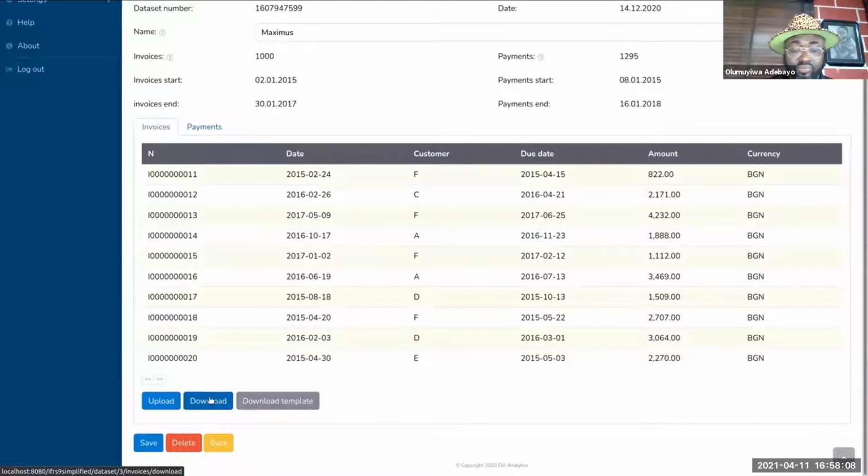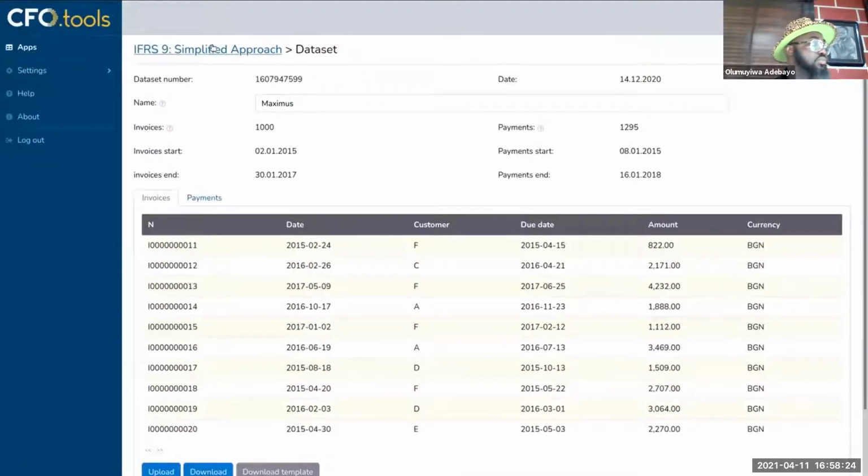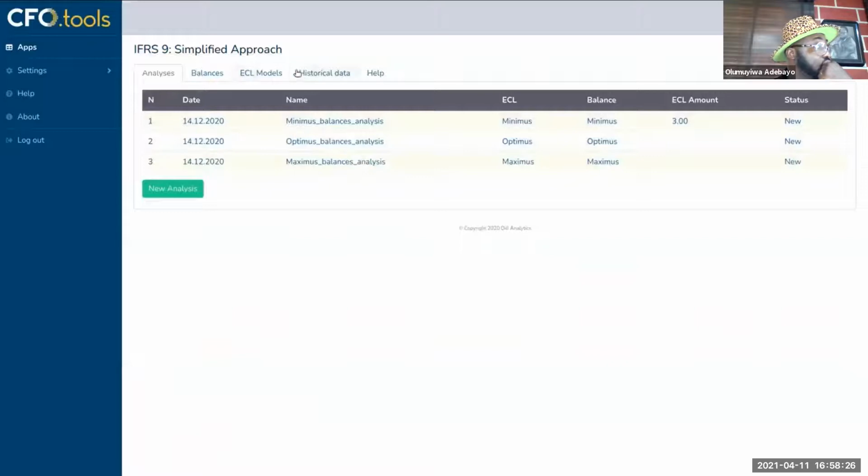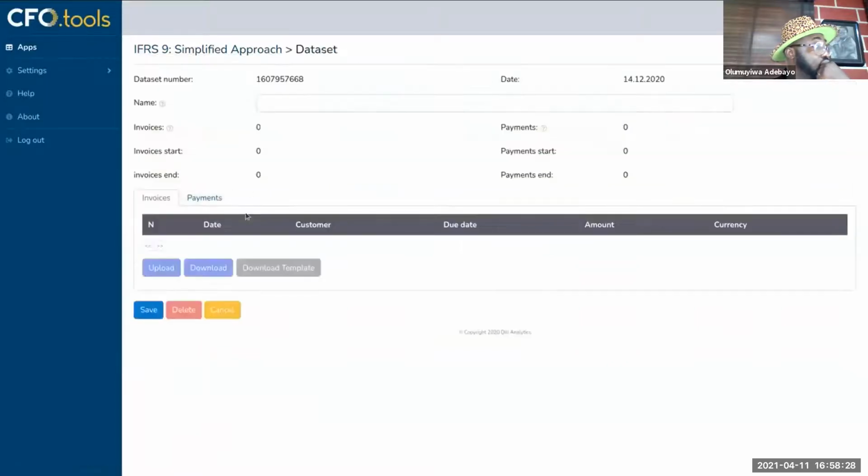This can be done by clicking on the download button below the data tables. The adjacent upload button can be used to upload corrections or additions to the dataset. Upload adds new data to the existing data, but also replaces existing data if invoices with the same numbers are imported. A new dataset is created by clicking the New Dataset button in the main Historical Data tab.